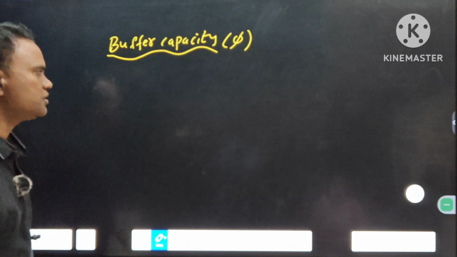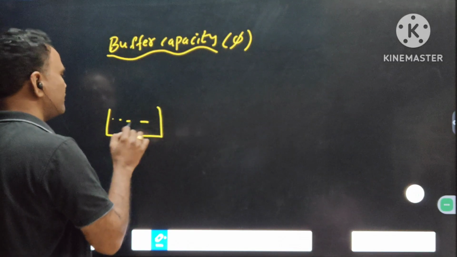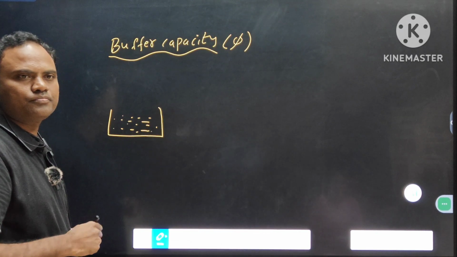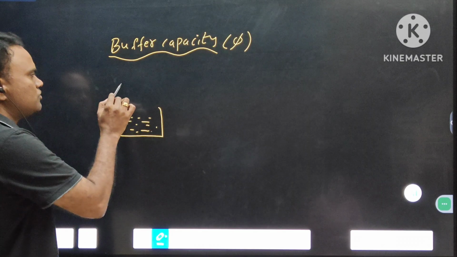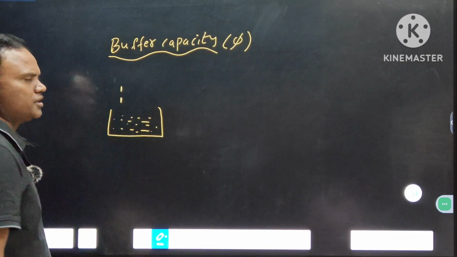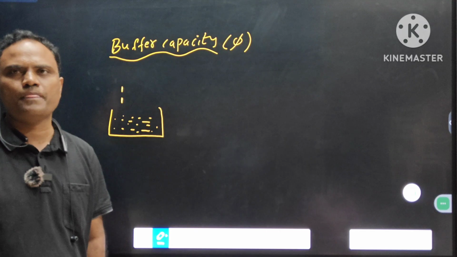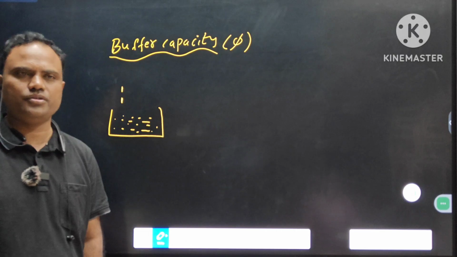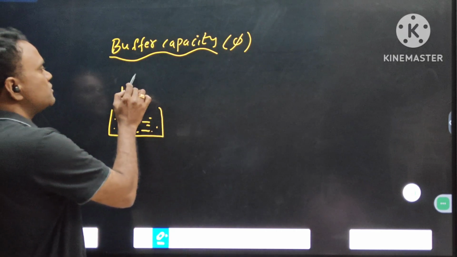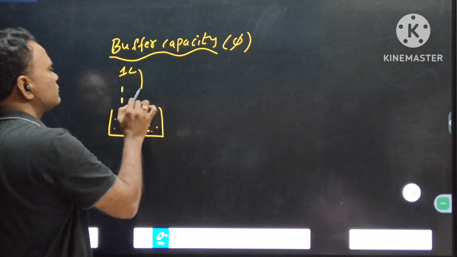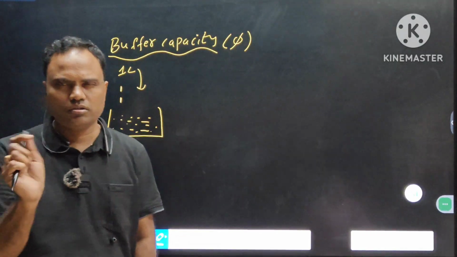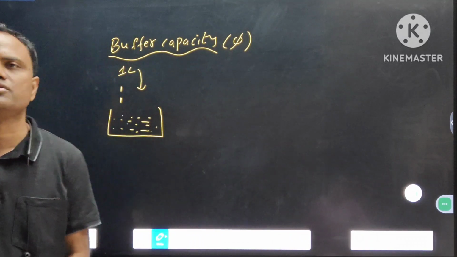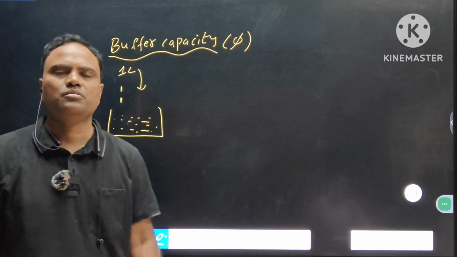How to define buffer capacity? See, according to the definition, what is a buffer solution? The solution which resists the change in pH upon addition of a few drops of acid or base. But if you add a larger amount of acid or base, for example 1 liter, then it will change. So the definition is applicable only for a few drops of acid or base, but if you add more, then the pH will change.